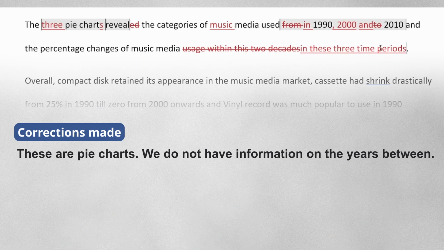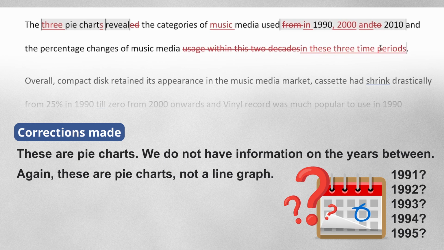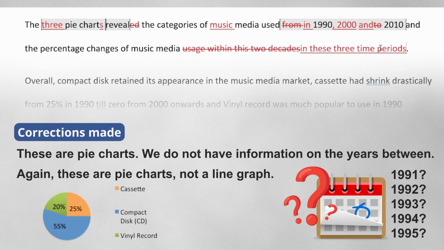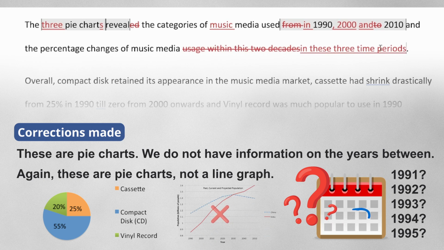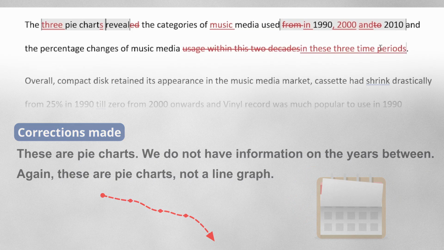Again, at the end of the introductory paragraph, notice the correction to usage within these 2 decades. Once again, this is incorrect to state because we do not have the data for all of the years within these 30 years. Keep in mind, you are writing for a pie chart, not a line graph. This is a major coherence mistake in this case and significantly drops scores.